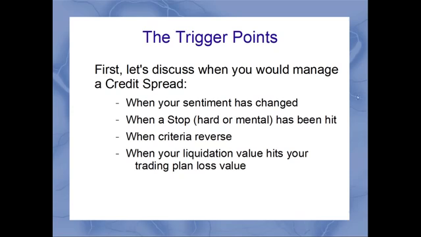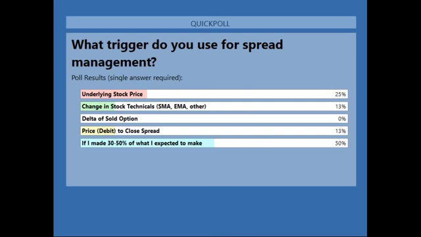I'm going to share it with everyone. And 25% of you use the underlying stock price. So if I sold a 50 strike put and bought a 45, got a 50-cent net credit, I might look to adjust the position if the stock falls to 46 or 45.50.